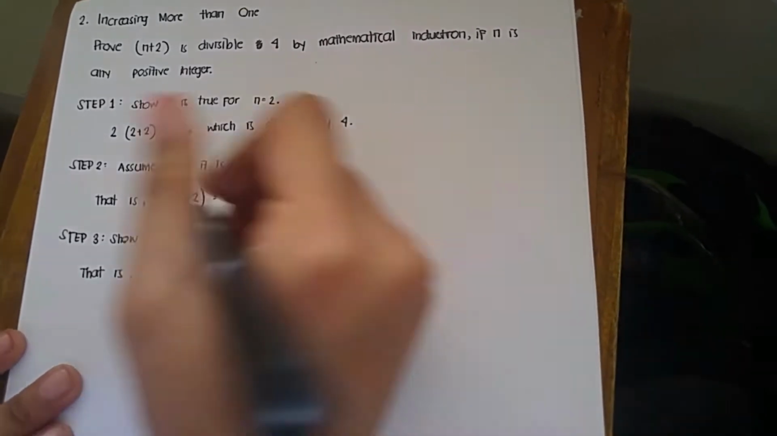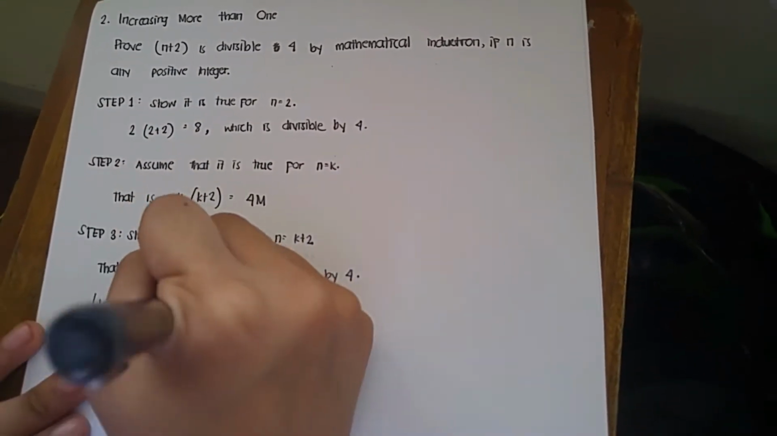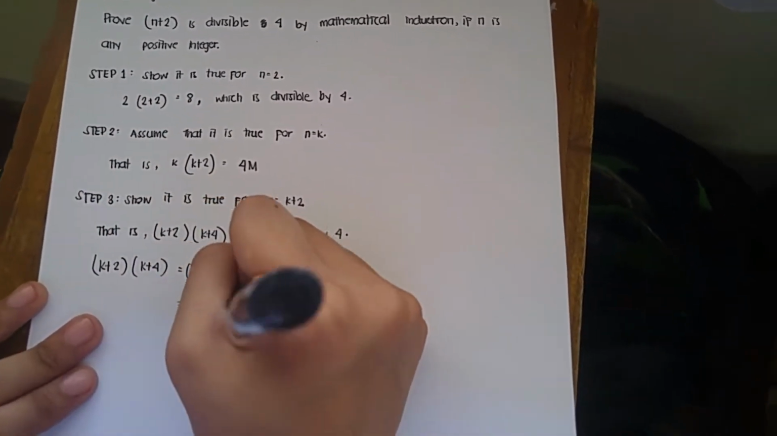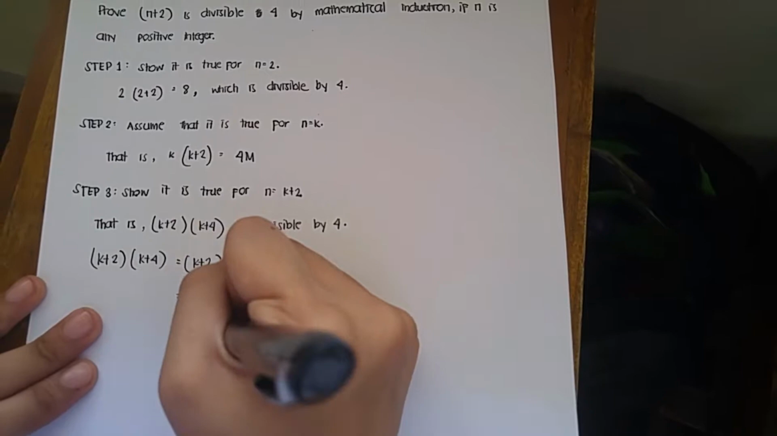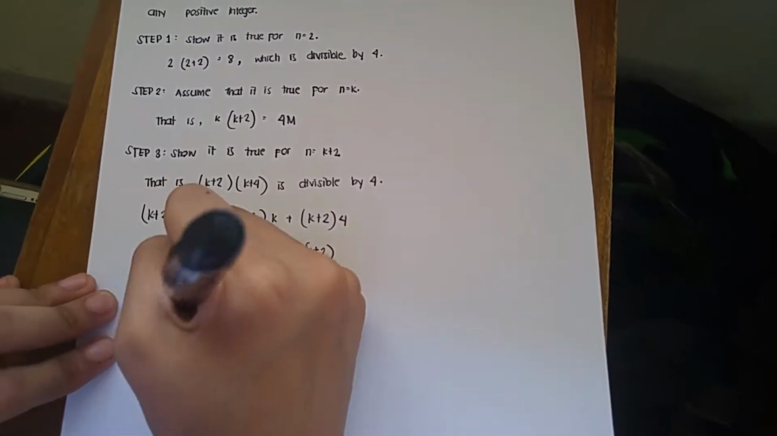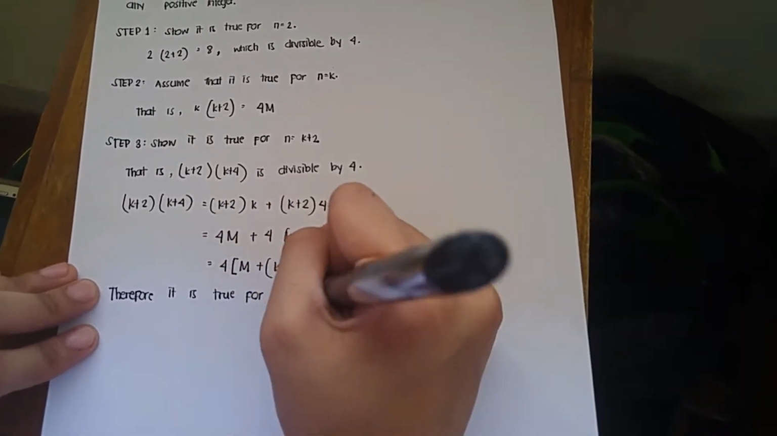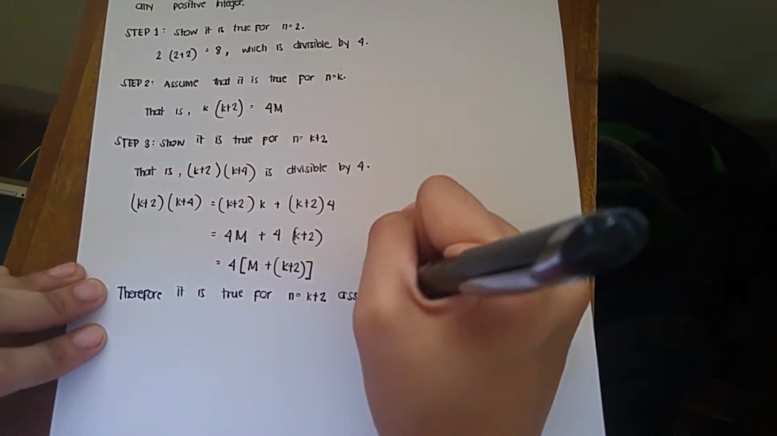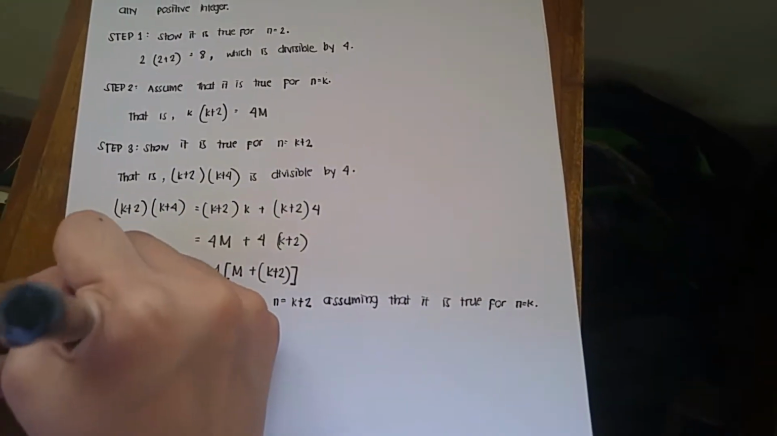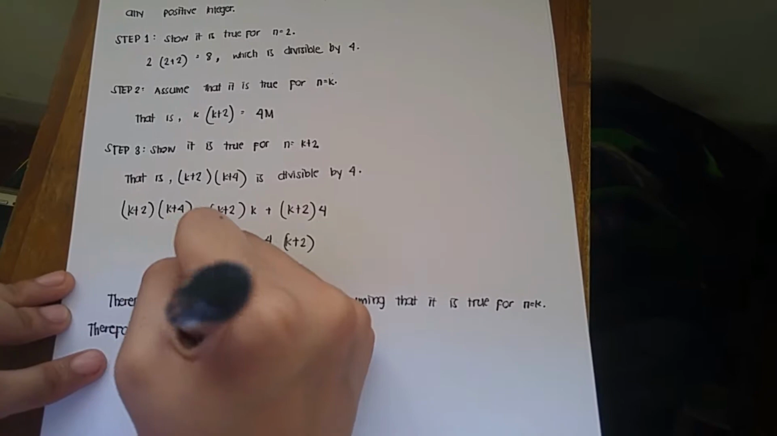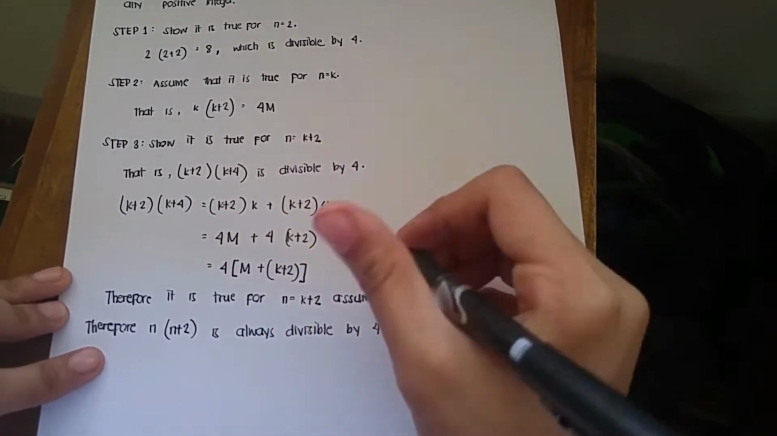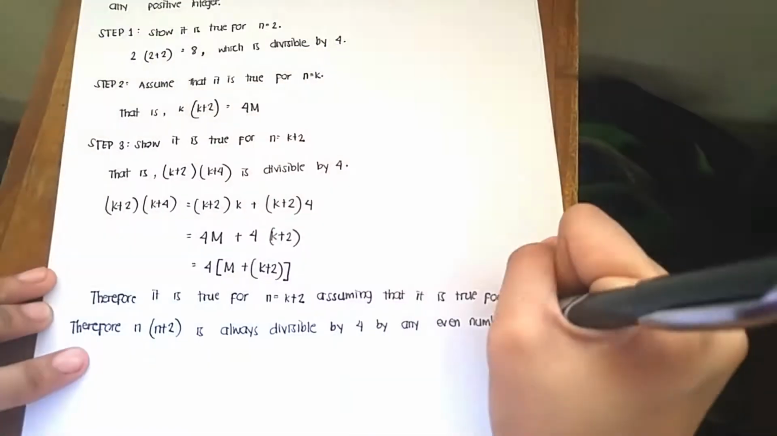k + 2 times k + 4 is equal to k + 2 times k, plus k + 2 times 4, equals 4m + 4 times k + 2 by assumption at step 2, equals 4 times m + k + 2, which is divisible by 4. Therefore, it is true for n = k + 2, assuming that it is true for n = k. Therefore, n times n + 2 is always divisible by 4 for n in even numbers.